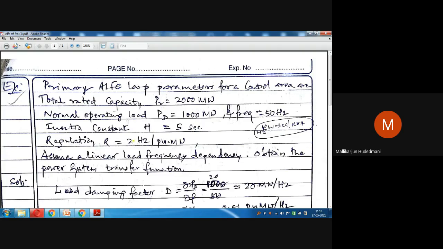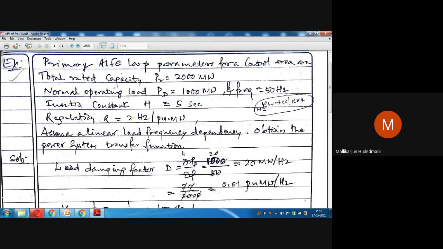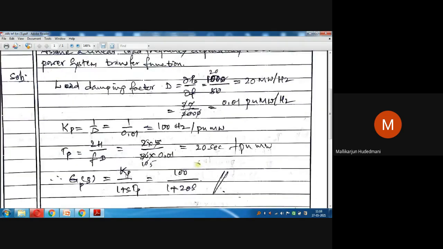So to get this, what is the requirement? I have to obtain Kp and Tp. That's all. The transfer function Gp of that plant is Kp by 1 plus sTp. The time constant and the gain Kp I have to calculate. For that, I have two equations. Kp is 1 by D. Tp is 2H by F into D.